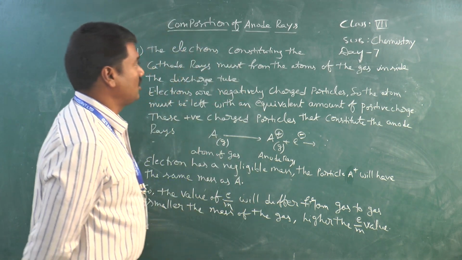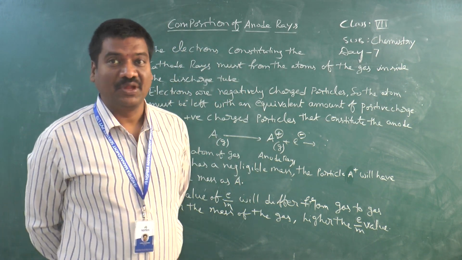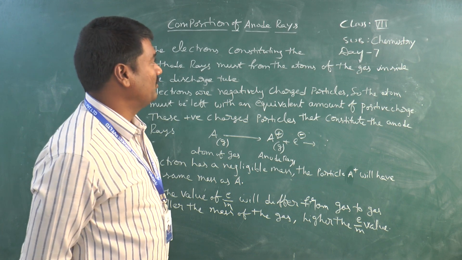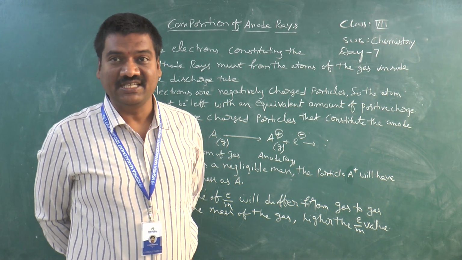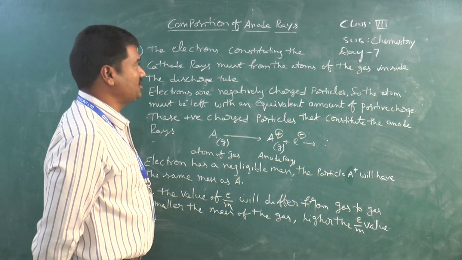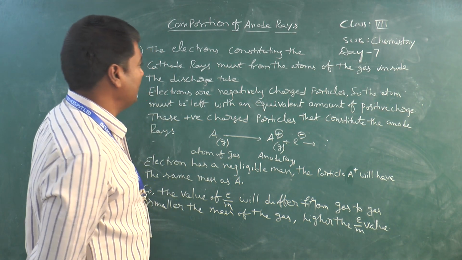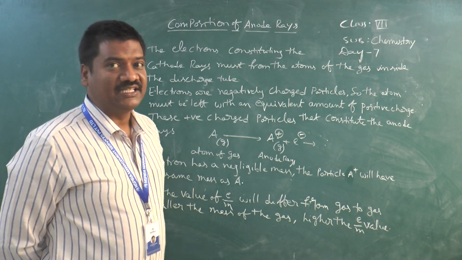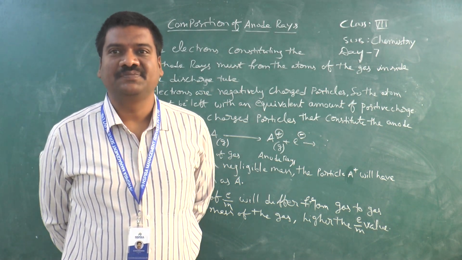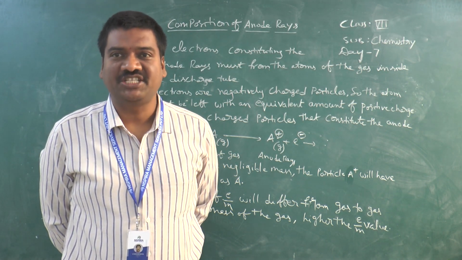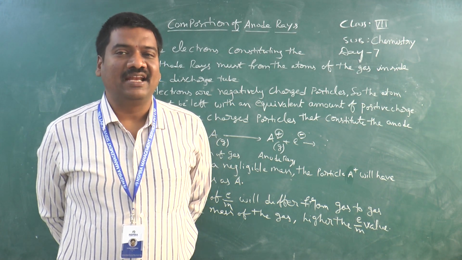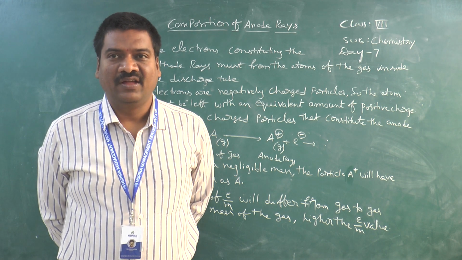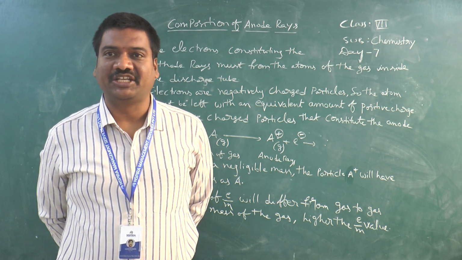Today's topic is composition of anode rays. Yesterday we discussed the discovery of anode rays and the characteristics of anode rays. Here, anode rays are positive rays, meaning they have a positive charge. And how did this positive charge come? By loss of electrons from the gas we take inside the discharge tube.